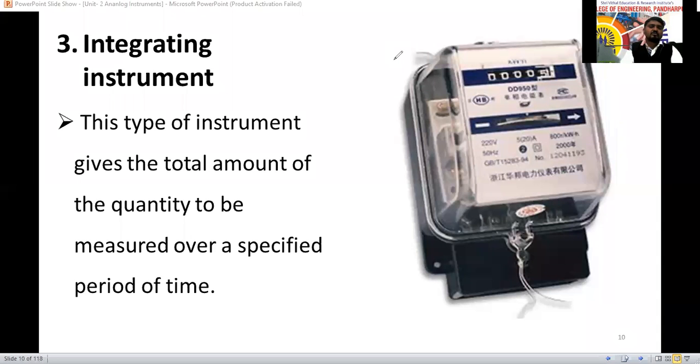So this type of instrument gives the total amount of quantity measured over a specified period of time. It may be daily, monthly, yearly, quarterly, like that. It is going to give that one here. So these are the three types of instruments: indicating instruments, recording instruments, and integrating instruments here.